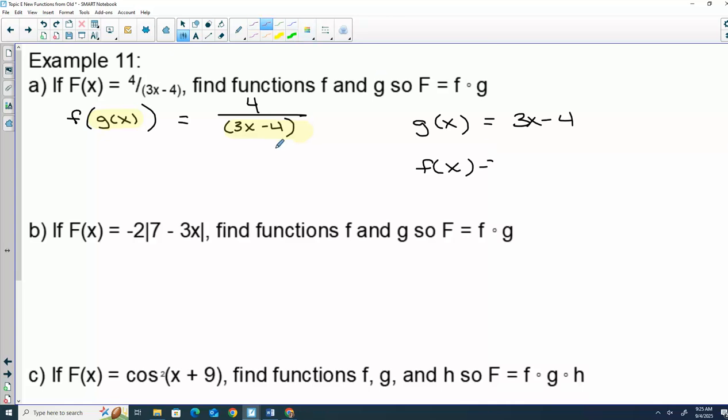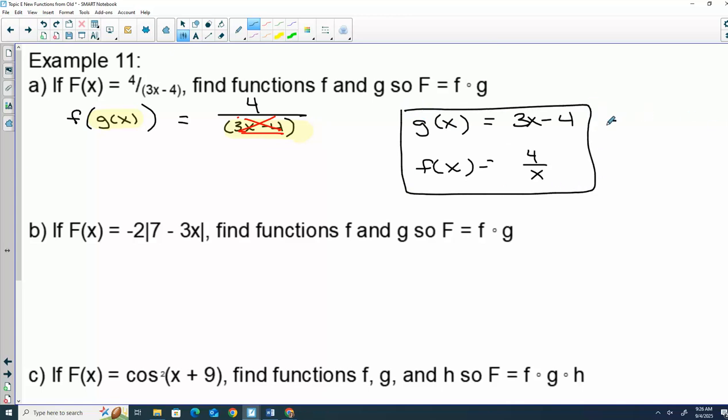Now when you do a composition, you are replacing x. So if I'm undoing it, think of it as if I took this whole thing back out and just put an x in its spot, what are we left with? 4 over x. And then you can certainly check this. If I do f composed with g, do I get my original? This is one possible answer.